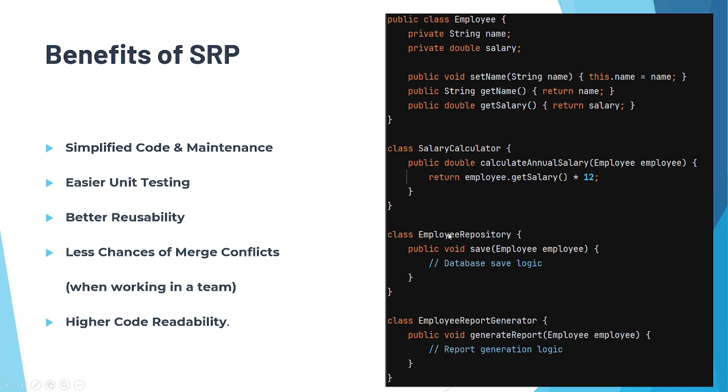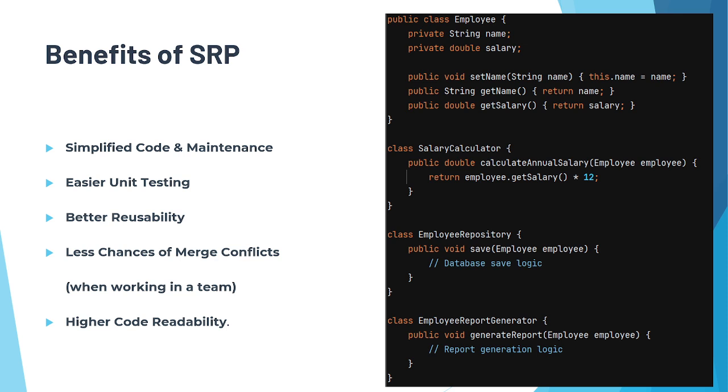Now we have another class, EmployeeRepository. This is related to database operations. Here we have save employee details to database, and along with this we can have other operations too, like update employee detail, get employee detail, and so on. Again, we have a third class, EmployeeReportGenerator. So here we have segregated the responsibilities based on the class.